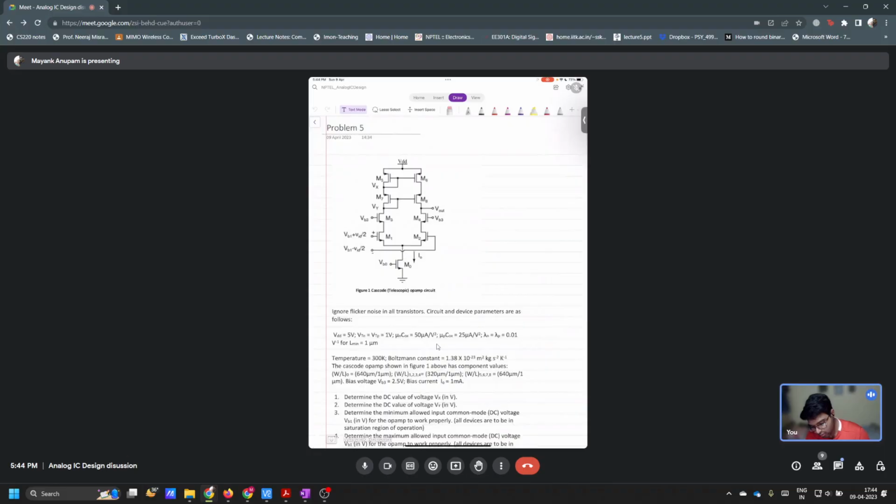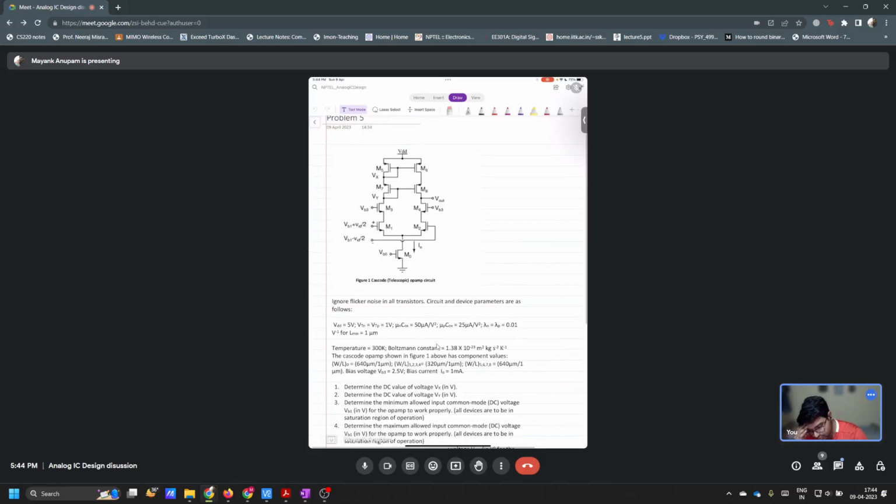So this is a simple cascode op amp, right?